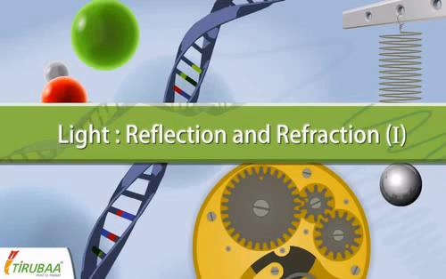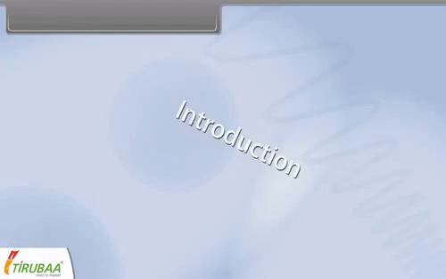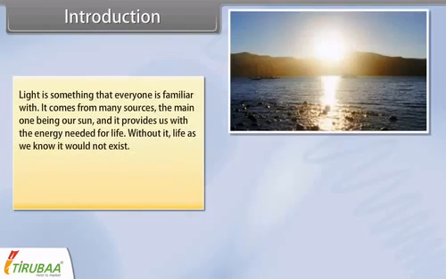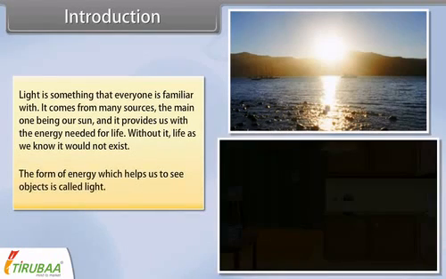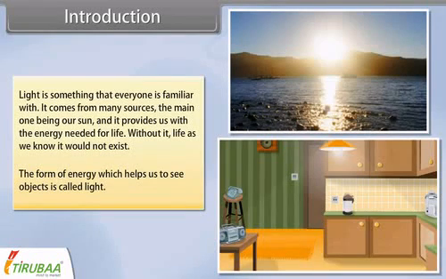Light reflection and refraction. Introduction. Light is something that everyone is familiar with. It comes from many sources, the main one being our sun, and it provides us with the energy needed for life. Without it, life as we know it would not exist. The form of energy which helps us to see objects is called light.